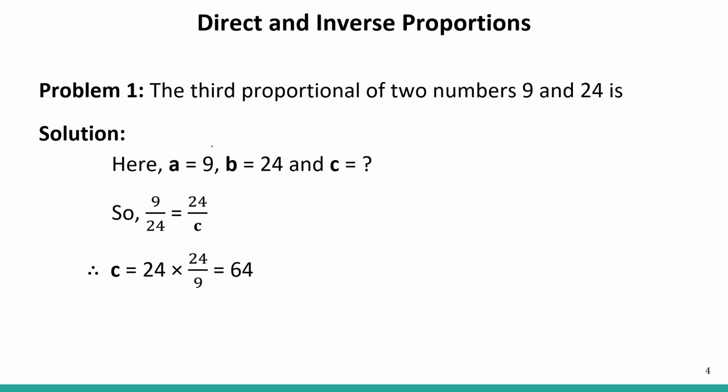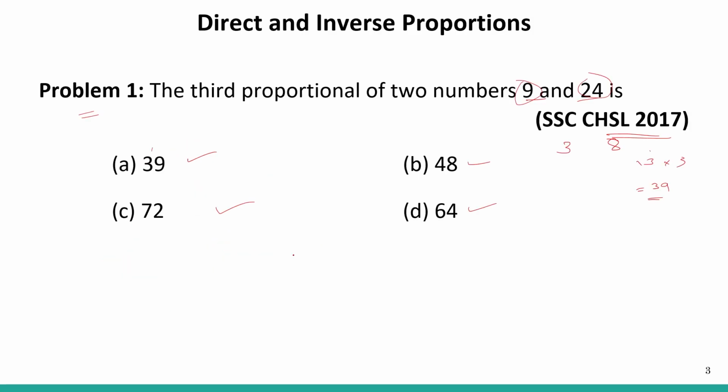Okay, so A is equal to 9, B is equal to 24. So 9 by 24 is equal to 24 is to C. So C is equal to 24 into 24 by 9. So 9 will be 3, this will be 8, so 8 into 8. So this will be 64. So 64 will be the answer.